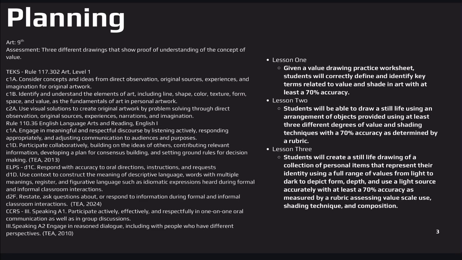For my TEKS, we use Art Level 1 for our first set. And this is things like considering concepts and ideas from direct observation, identifying and understanding the elements of art, including value, and using visual solutions to create original artwork, by problem solving through direct observation.